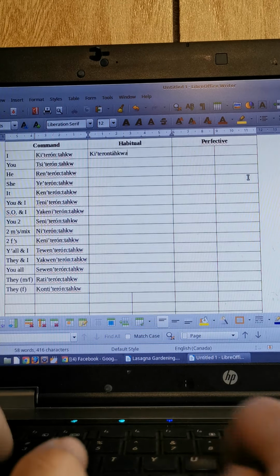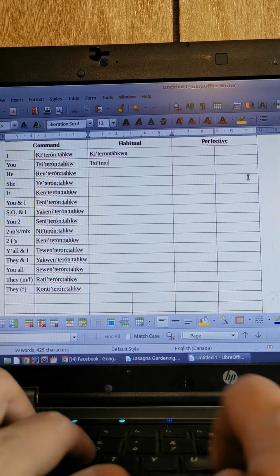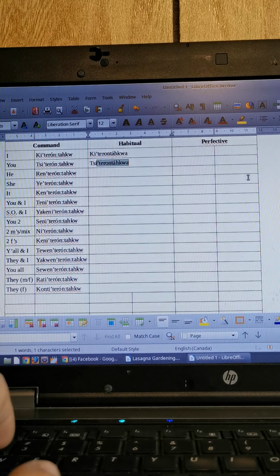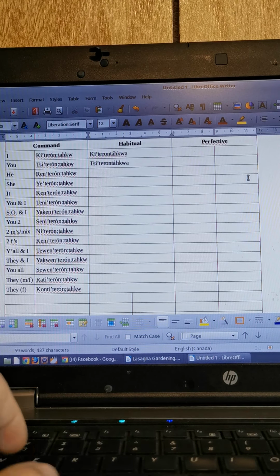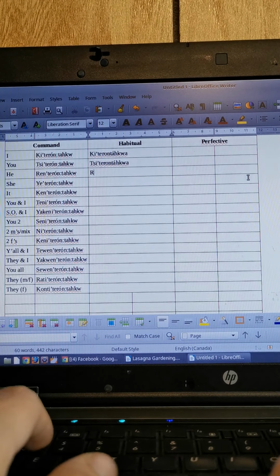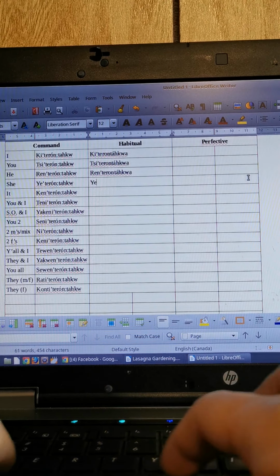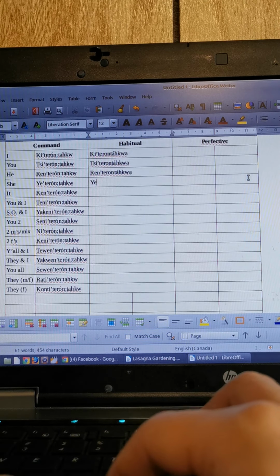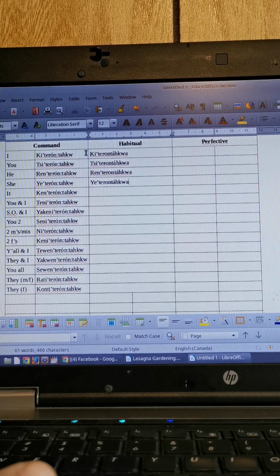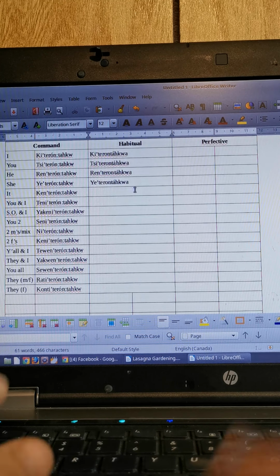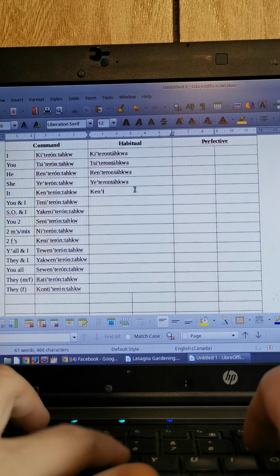Git derundahkwa. You stay home. Jit derundahkwa. Let's just copy and paste. Jit derundahkwa. He stays home. Derundahkwa. She stays home, sorry. So this is habitual. I stay home. You stay home. He stays home. She stays home. This is regularly, every day. It stays home.